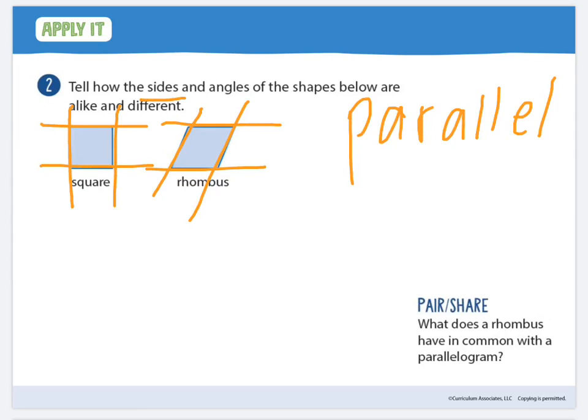The angles of the shapes below are different, however, because this shape here has 2 obtuse angles and 2 acute angles. However, the square has all 90-degree angles. So, for example, you could write, the square and the rhombus have 2 pairs of parallel sides. The square has 4 right angles, and the rhombus has 2 acute angles and 2 obtuse angles.